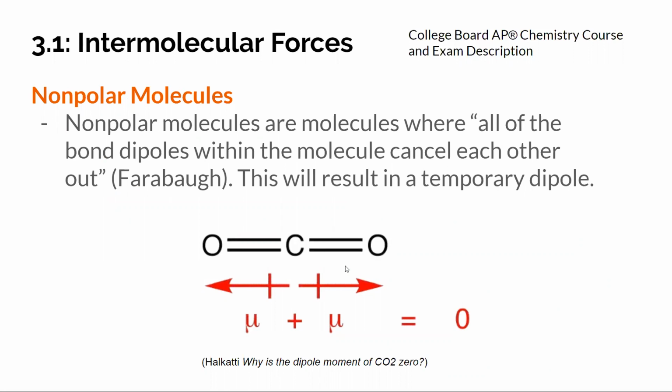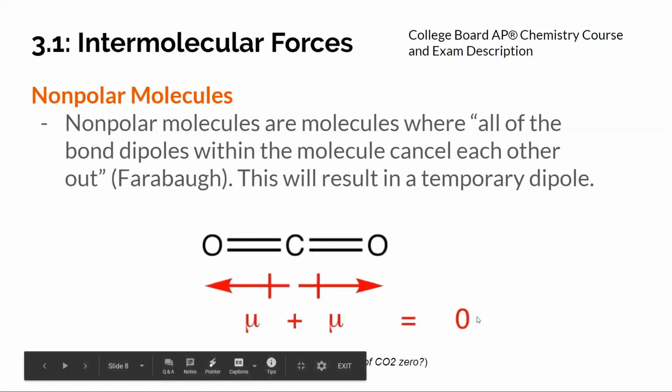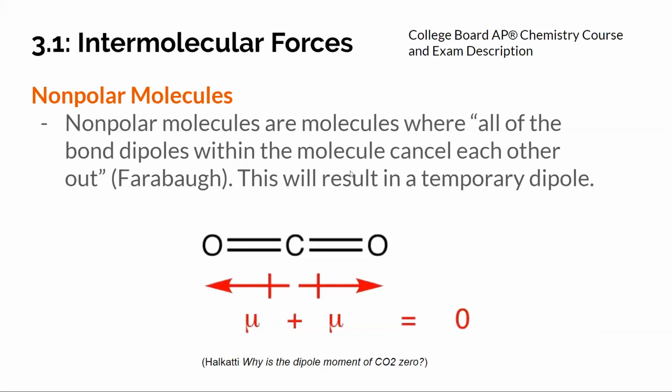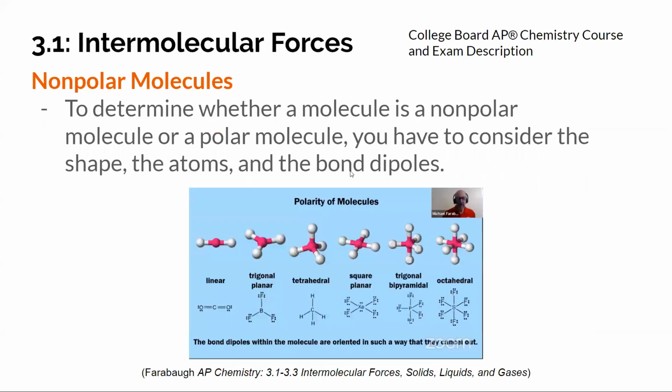So this is carbon dioxide. And so the oxygens are pulling electrons this way because they're more electronegative. Though they might be sharing with the carbon, they're pulling them away because they're more electronegative. And since they pull them in opposite directions, they'll cancel each other out and equal zero. So this is a nonpolar molecule. And so this will result in a temporary dipole, which I'll further explain later.